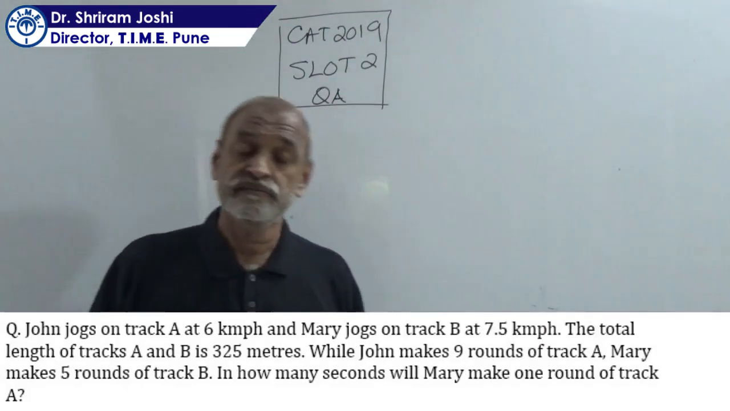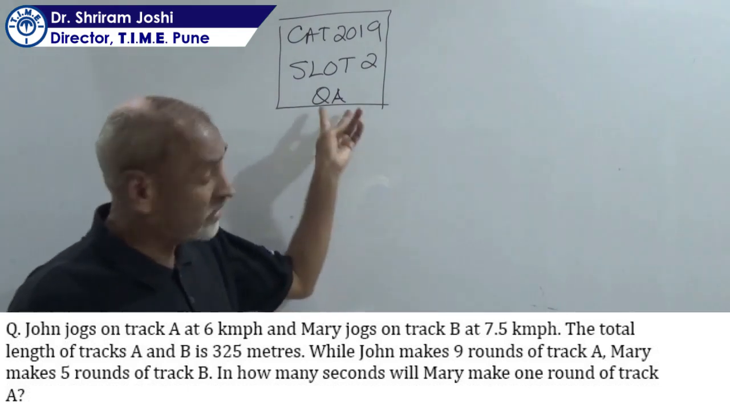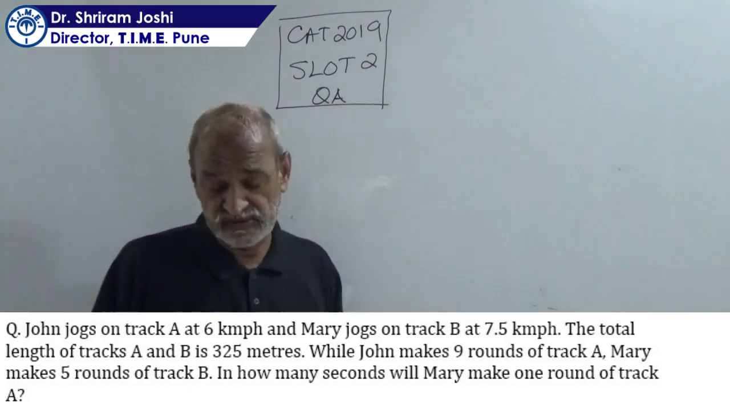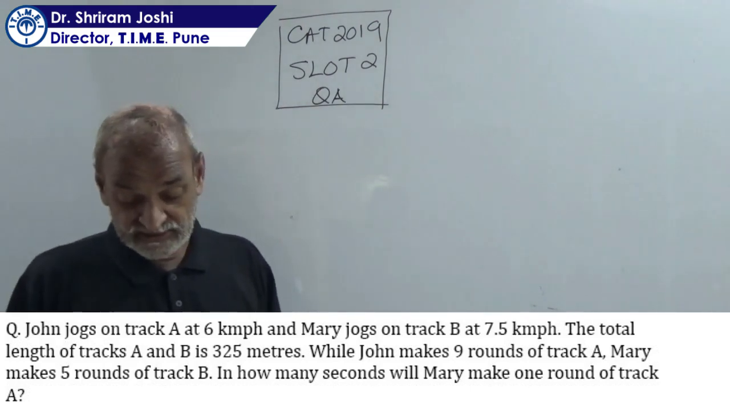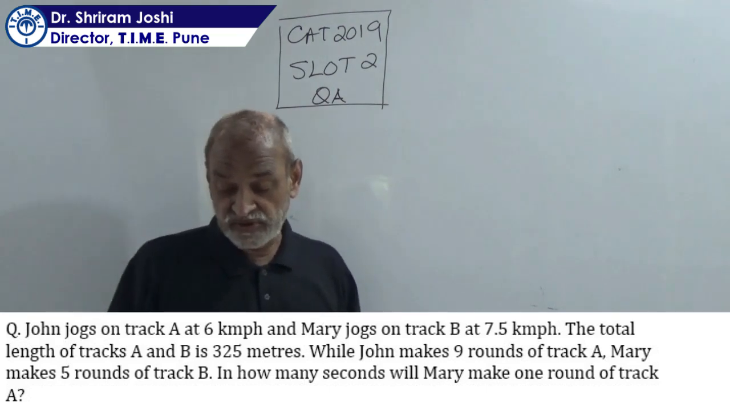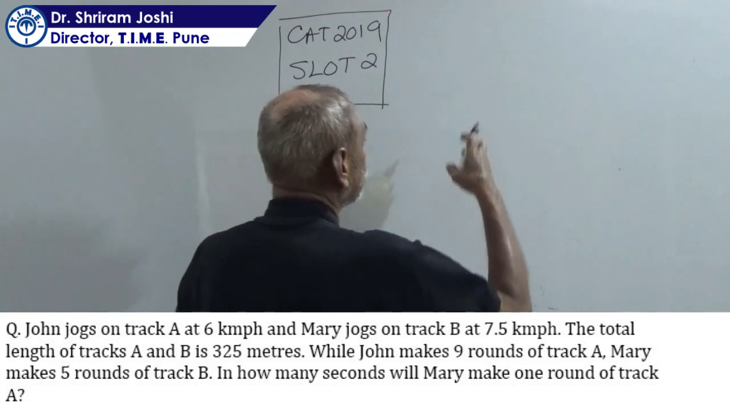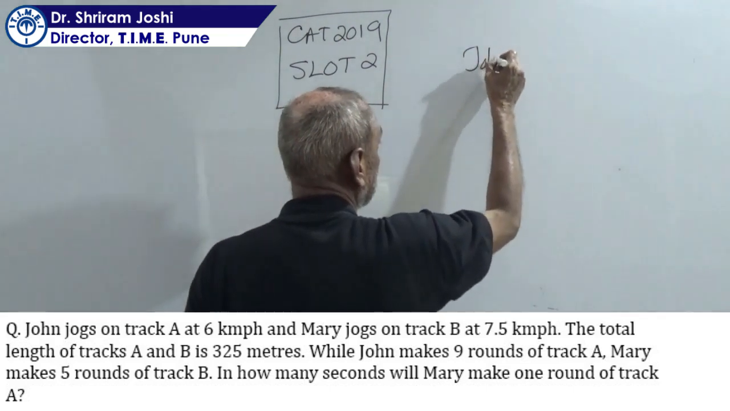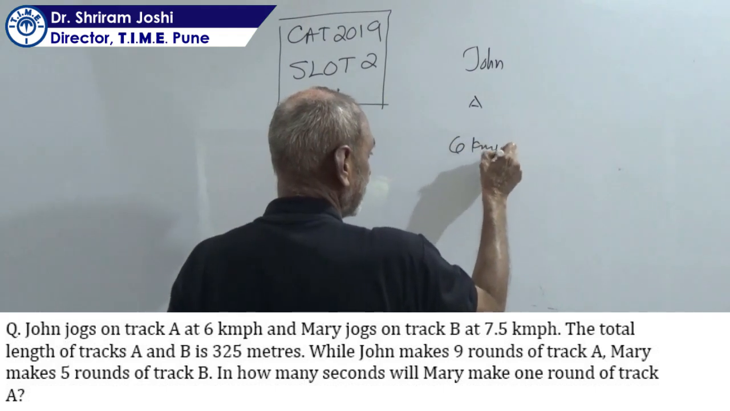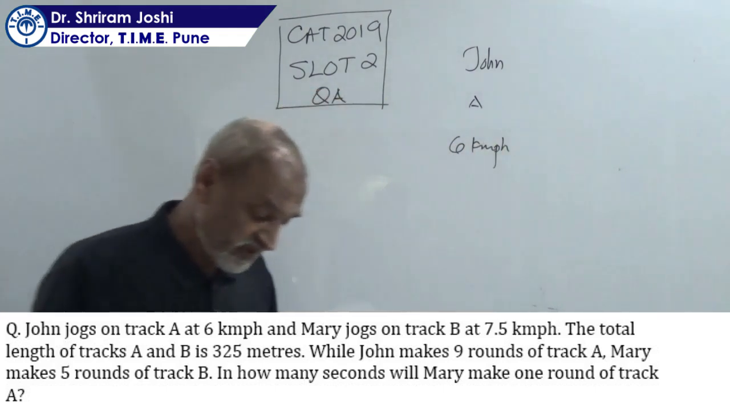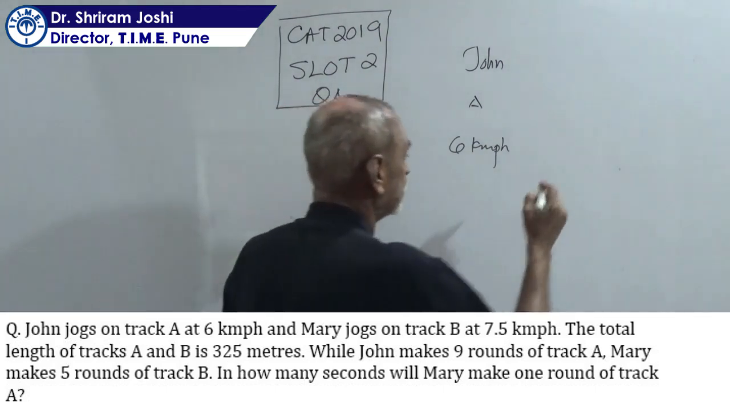Time and distance. A popular topic for these exams, so no surprise at all that there are a few questions on time and distance in slot 2 of CAT 19. Let us look at one question like that. John jogs on track A at 6 kilometers per hour. So John, track is A, speed is 6 km/h. Mary jogs on track B at 7.5 km/h.